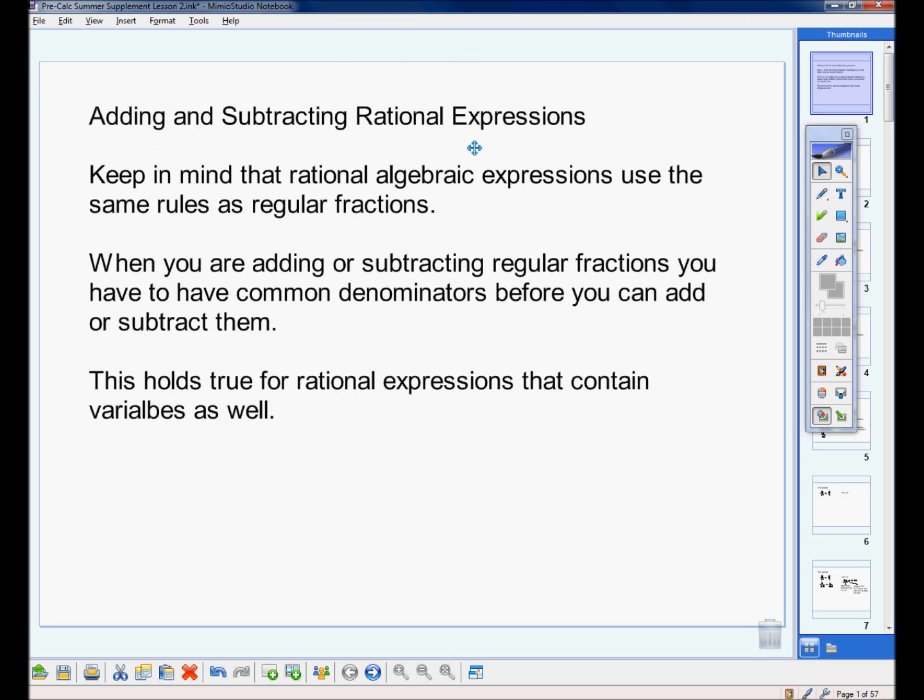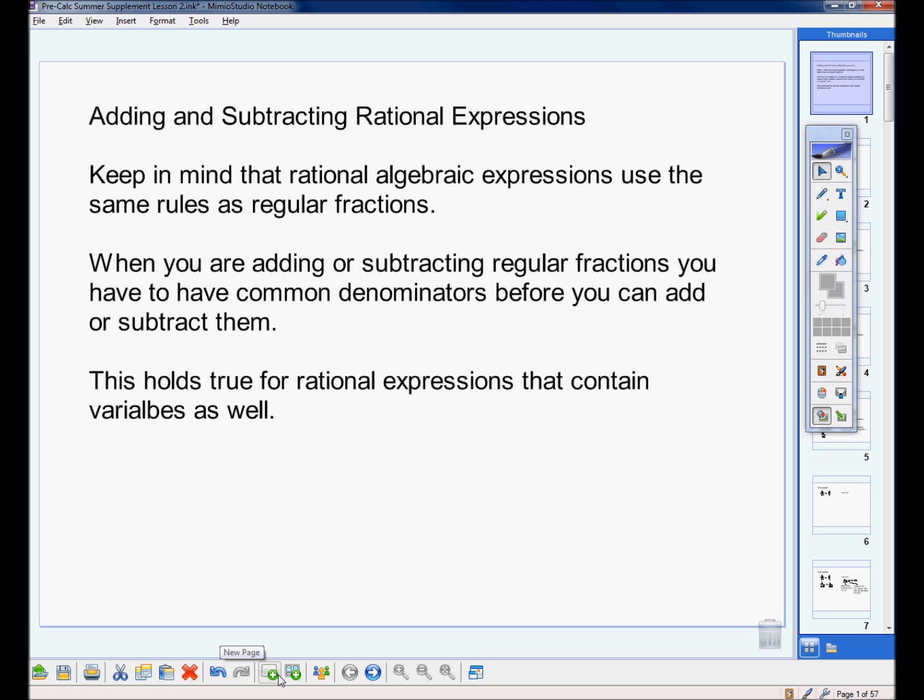We need to review a little bit about rational numbers or fractions, because rational algebraic expressions will use the same rules when you add them as regular plain old fractions. I know that many of you have learned to do this on your calculator as far as adding and subtracting fractions. However, you're going to have to remember some of the old ideas in order to be able to do that with rational expressions. Keep in mind that rational algebraic expressions do use those same rules as regular fractions.